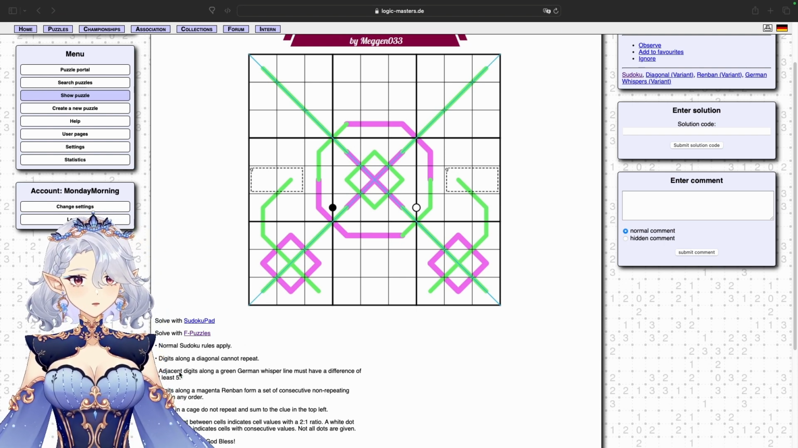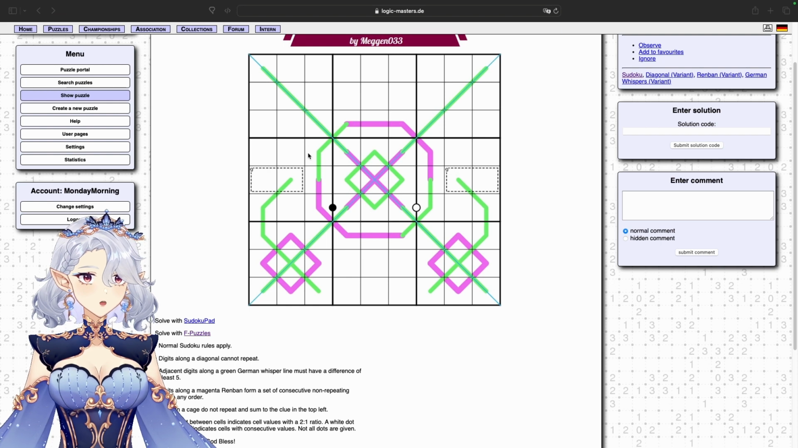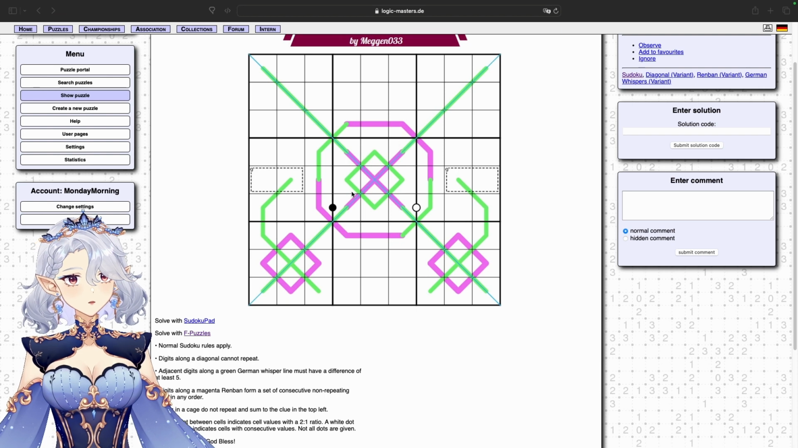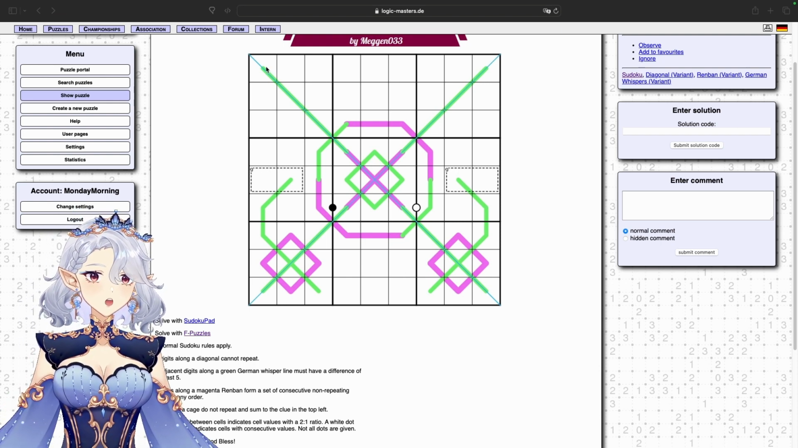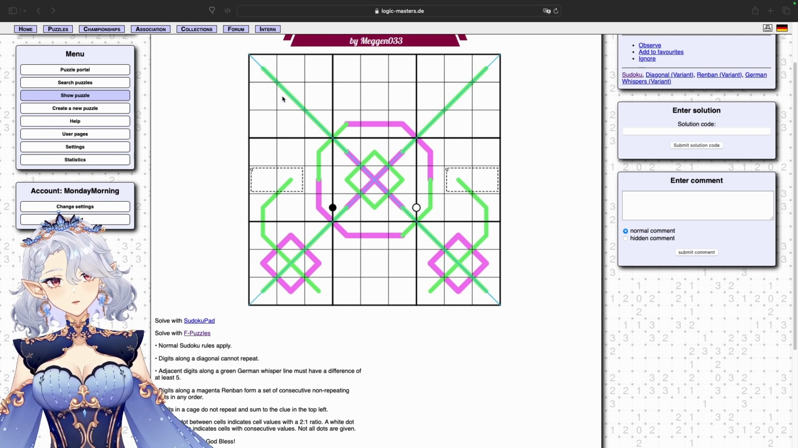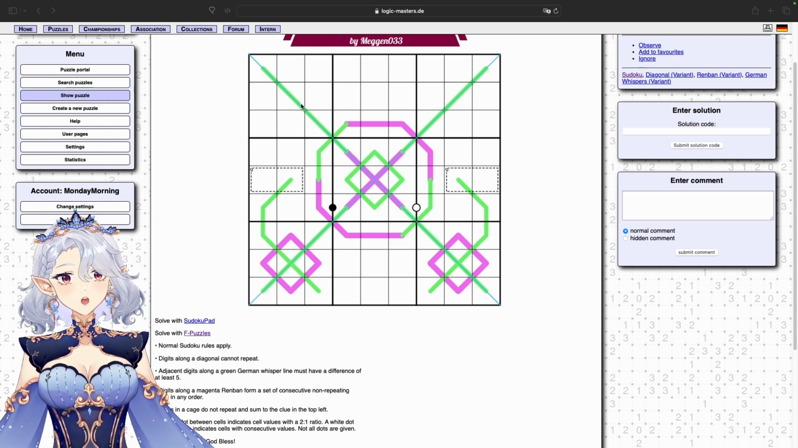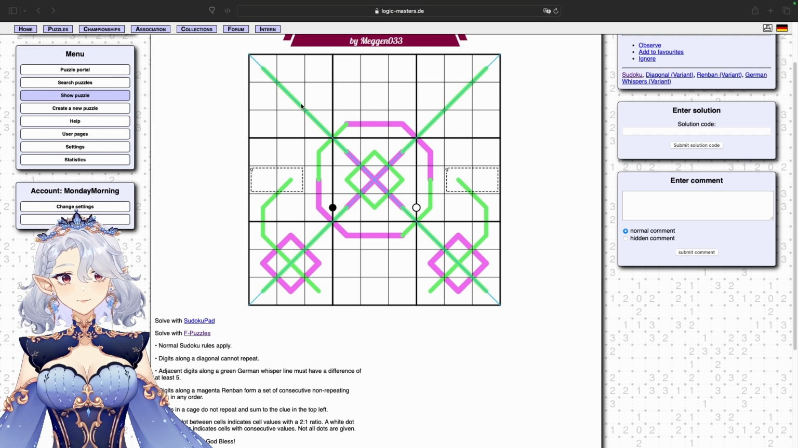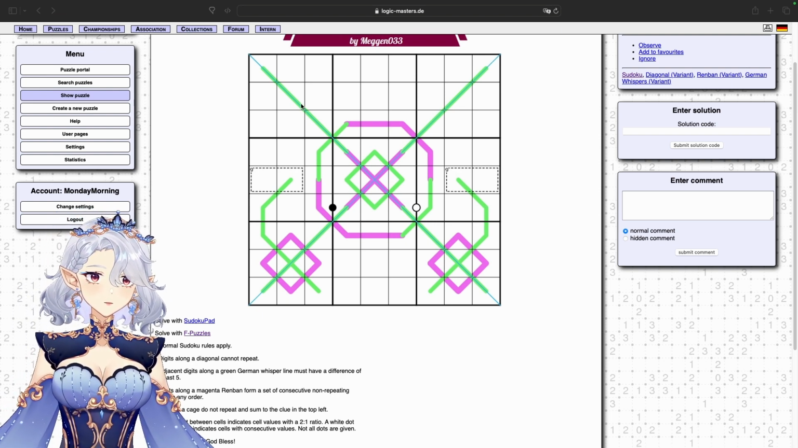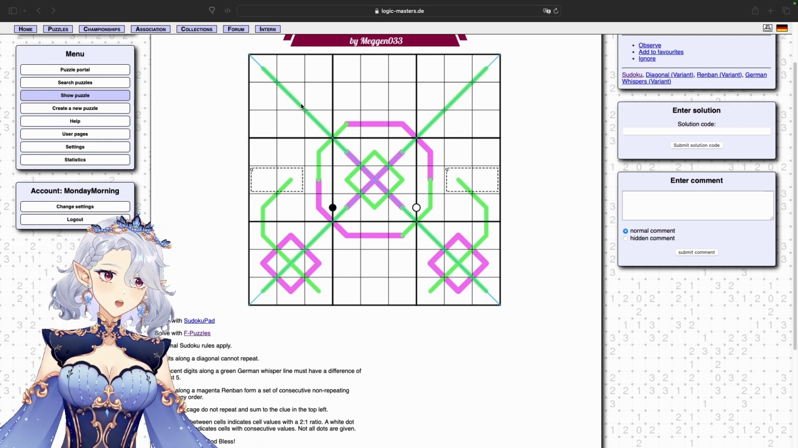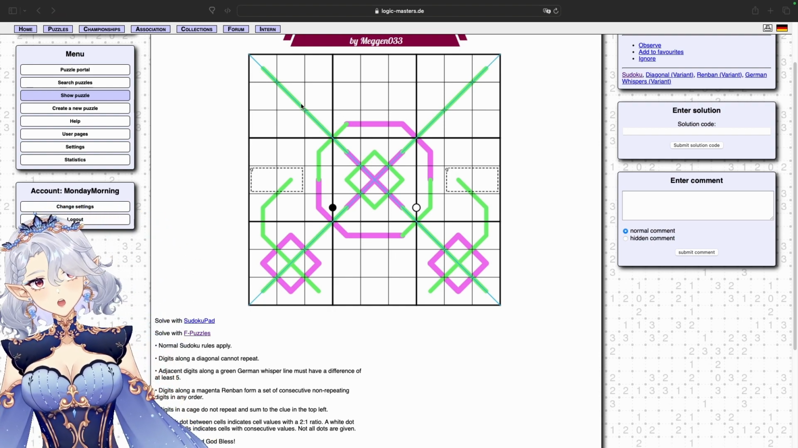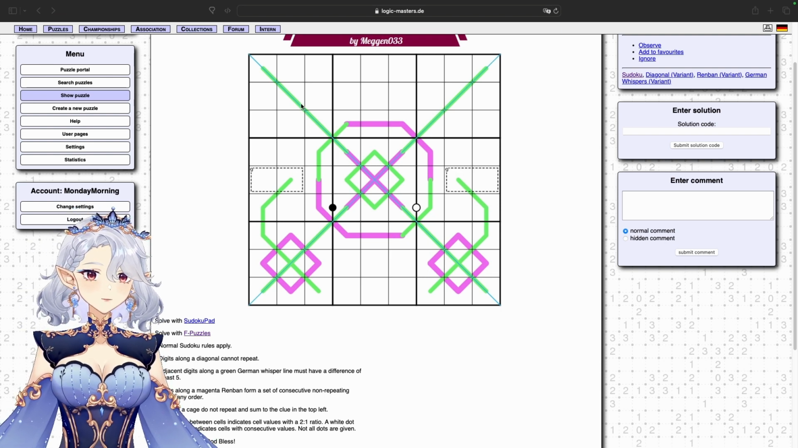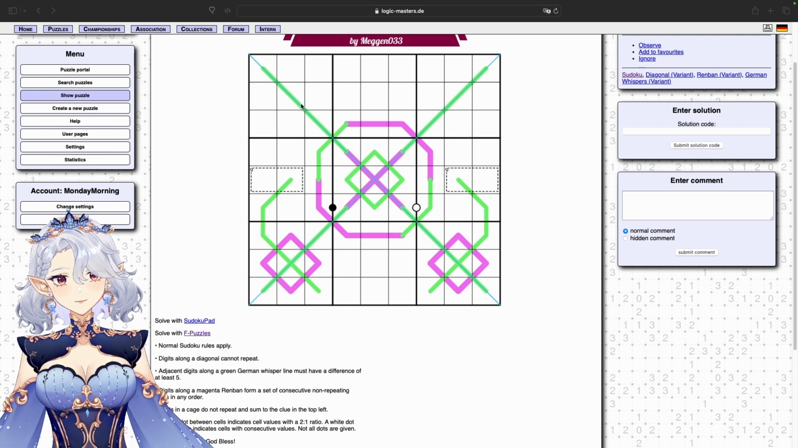The third rule is that adjacent digits along a green German whisper line must have a difference of at least 5. These green lines here, this line, this line, all of these lines are German whisper lines. That means if I have a 1 here, the adjacent digit on the line has to be at least a 6, because the difference between 1 and 6 is 5. It could be a 7, an 8, or a 9, but it has to be 6 or higher. The other way around, it works the same. If it's a 6, it can only be a 1. If it's a 7, it has to be a 1 or 2, because the difference has to be 5 or greater.